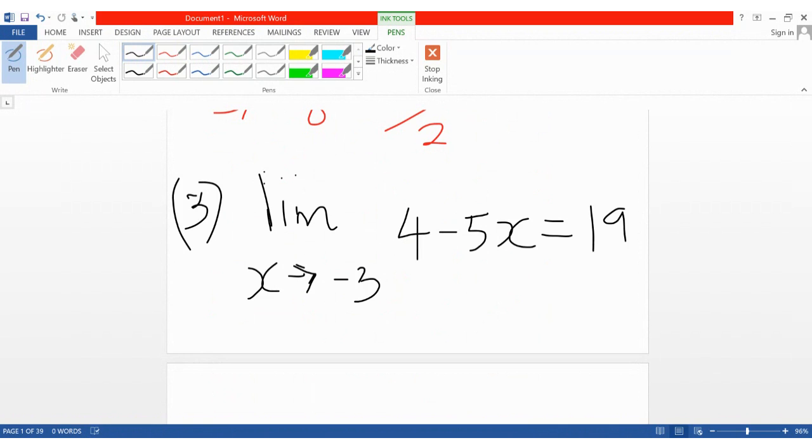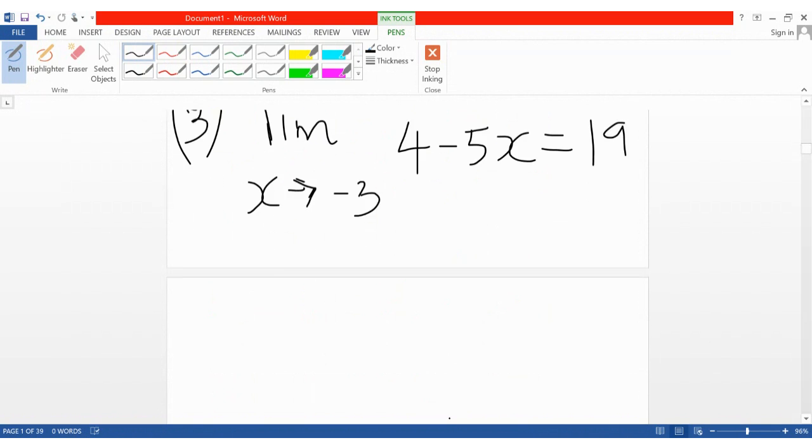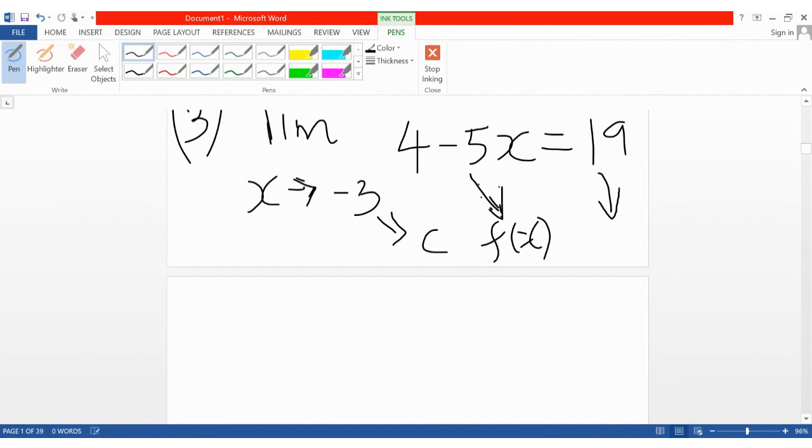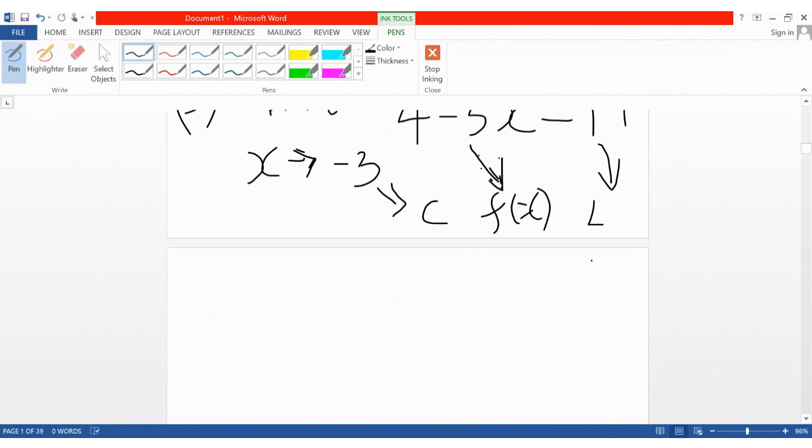So this one is my c. This one is my f of x. And this one is my L. So from the definition, we said that the magnitude of f of x minus L is less than epsilon whenever the magnitude of x minus c is less than what? Delta.